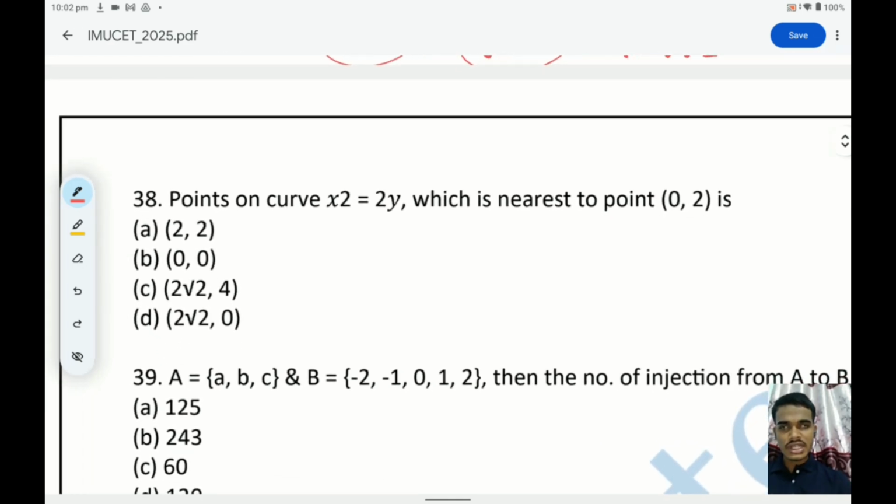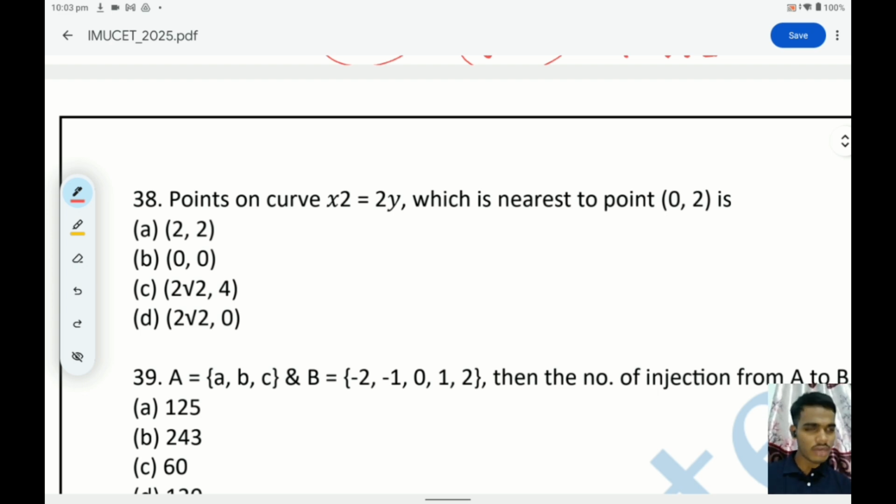Question number 38 is: the point on the curve x square is equal to 2y which is nearest to (0, 2). Okay, and how to solve this? To solve this, we will find the distance squared value. Distance between two coordinates is the square root of (x2 minus x1) square plus (y2 minus y1) square.